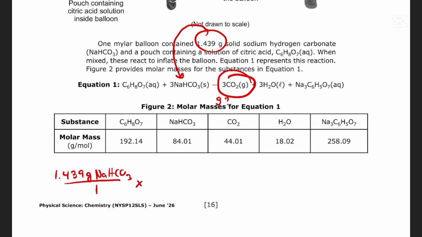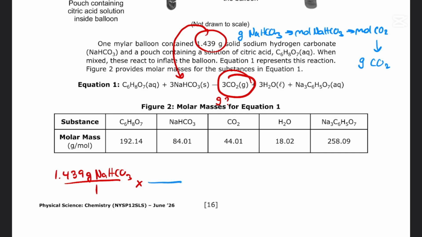Okay, I like to develop a game plan with my students. So the game plan is I cannot go from grams of one substance to grams of another. I have to go from grams to moles of that substance. And then once I get both of those substances in moles, then I can go between the two substances. So step one is we have the grams of NaHCO3. That has to become moles of NaHCO3. That can then become moles of CO2, and then that can become grams of CO2.